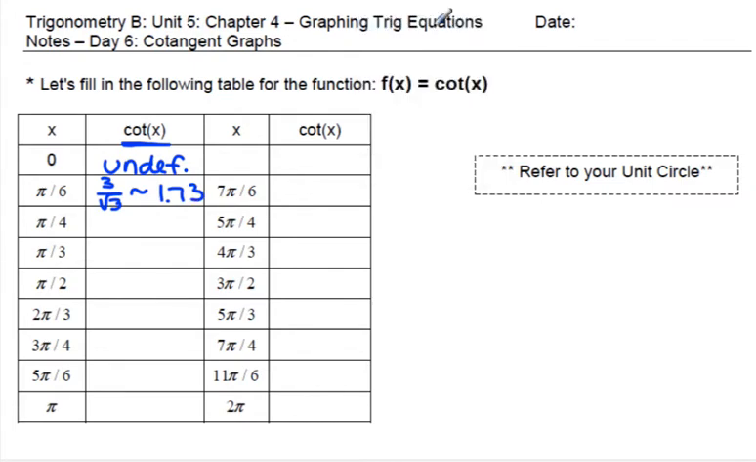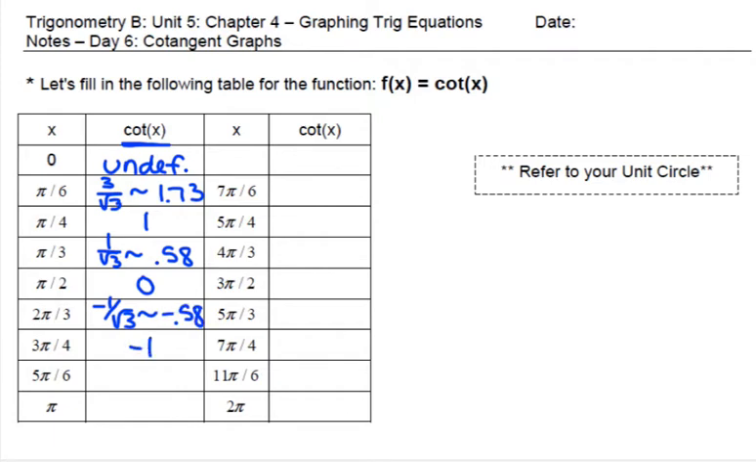At pi over 4, tangent is 1, reciprocal of that is still just 1, so the cotangent is 1. At pi over 3, tangent is root 3, so cotangent is 1 over root 3, which again is a decimal, about 0.58. At pi over 2, tangent is undefined, so cotangent is 0. At 2 pi over 3, tangent is negative root 3, so cotangent is negative 1 over root 3, which is negative 0.58. And my numbers are going to, again, start to repeat into the negative.